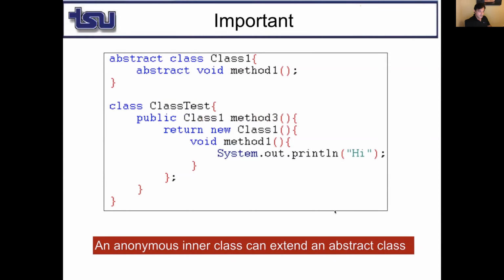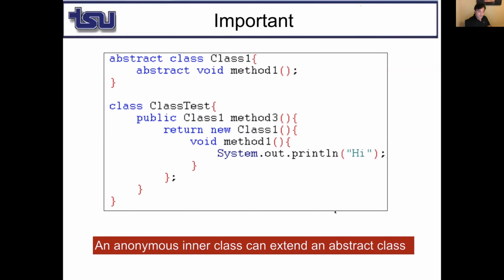But what do I do here? I say return new class 1. Pay attention with this new class 1. I am not creating an object of class 1, okay? With this one, I'm saying this: create an object of a class that extends class 1 and overrides method 1 this way.